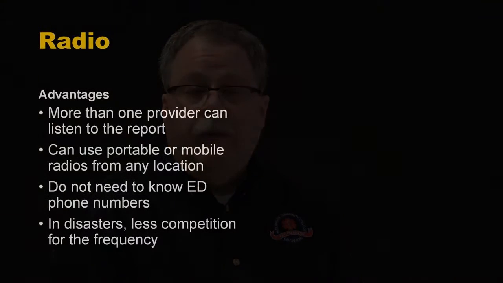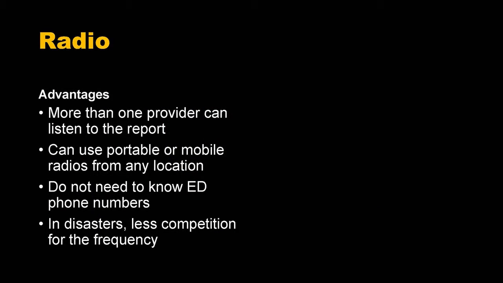There are effectively two methods in use to contact receiving medical facilities: radio and telephone. Radio communications can be found in a variety of forms, including but not limited to VHF, UHF, 700 MHz, and 800 MHz. Regardless of the frequency range used, radio communications have some advantages and they also have some limitations. From an advantage standpoint, more than one provider can listen in on the radio transmission. This can be very helpful for receiving facilities.